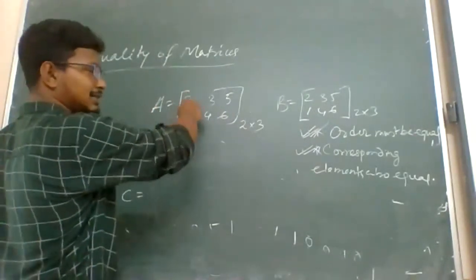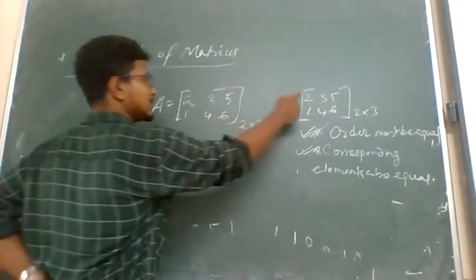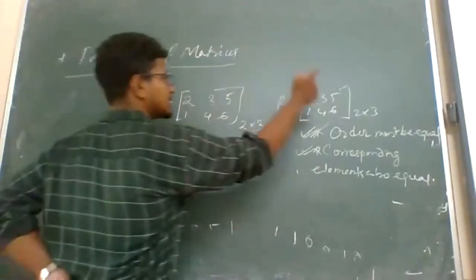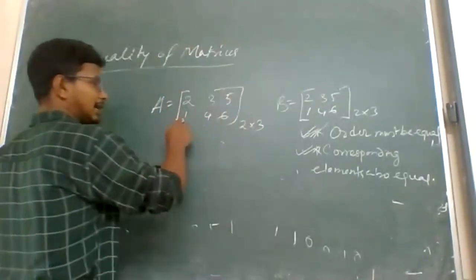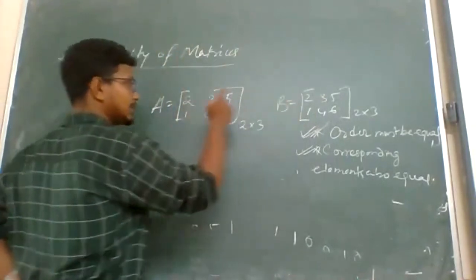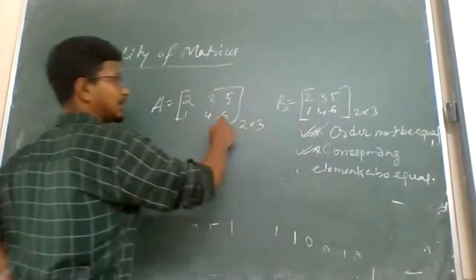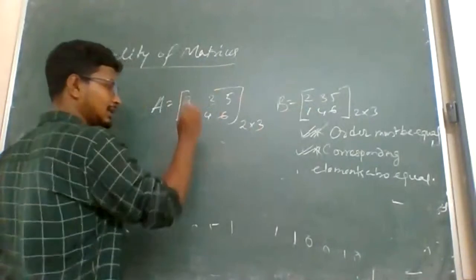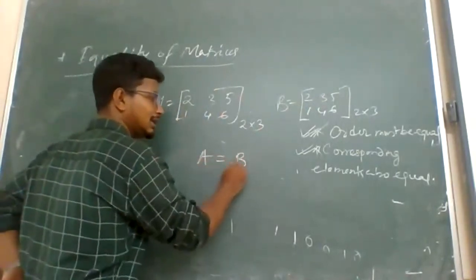First row, first column, yes, equal. First row, second column, yes. First row, third column, yes. Second row, first column, yes. Second row, second column, yes. Second row, third column also equal. That means the matrices A and B are equal.